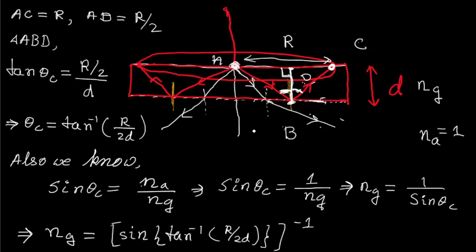So I hope the question is understood. The main idea is that you have to understand how this circle forms because of total internal reflection, and from there you can find the critical angle from this geometry. Another way is to use the definition of critical angle, and if we equate the two values of the critical angle, we finally get the refractive index of this glass plate. Okay, so the correct option will be option K.